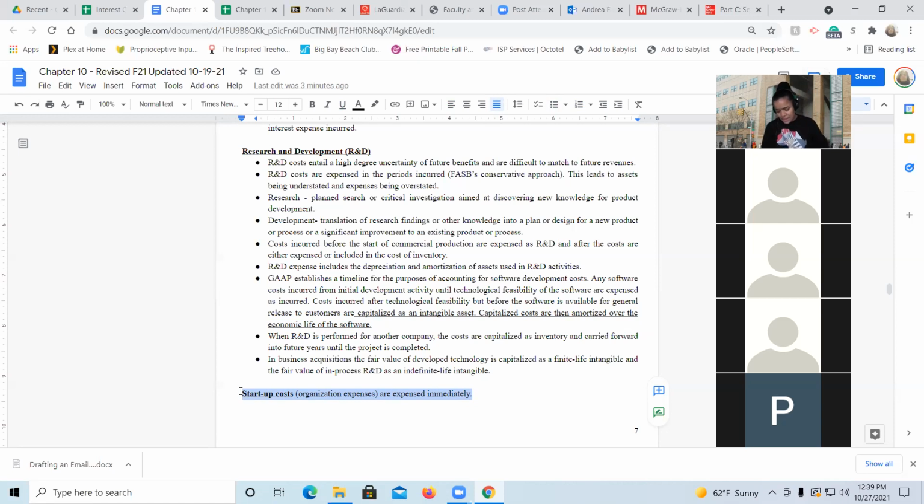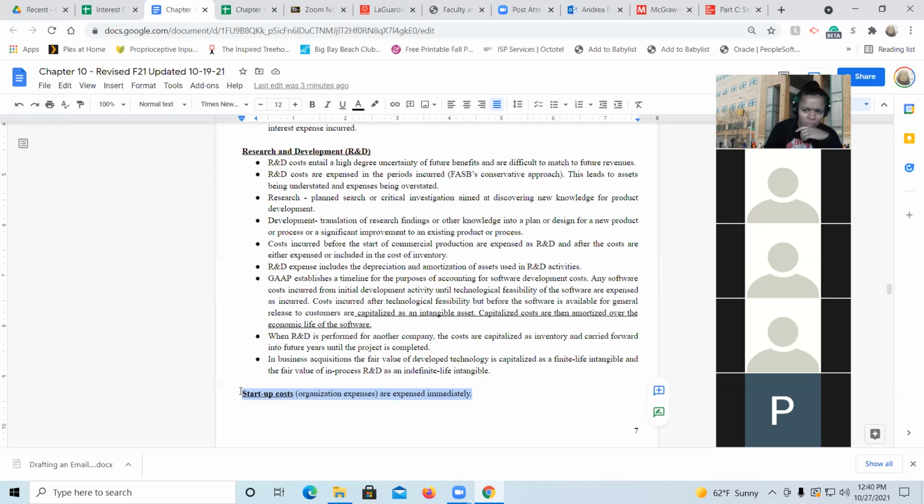So that can get really expensive. It's a lot of lawyers and accountants and stuff that companies often use, but it's kind of just too bad. They're not allowed to capitalize any of that. So that's where the chapter ends.